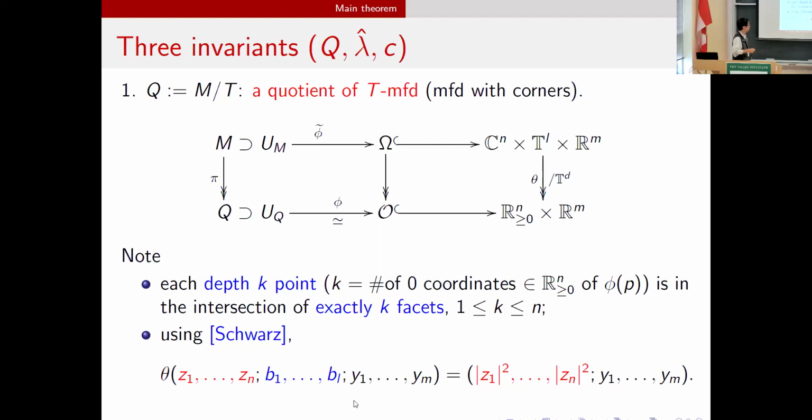And finally, Y1 to Ym is a coordinate of the R^m, and T^d doesn't act on Y1 to Ym, so this is the identity. So we can regard this projection in this way. So we call it a standard projection. Okay, right-hand vertical map.